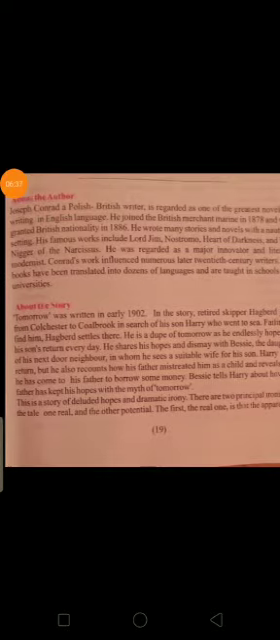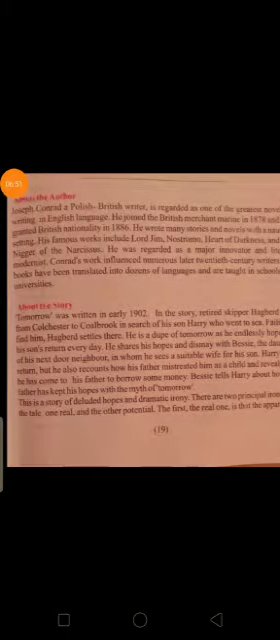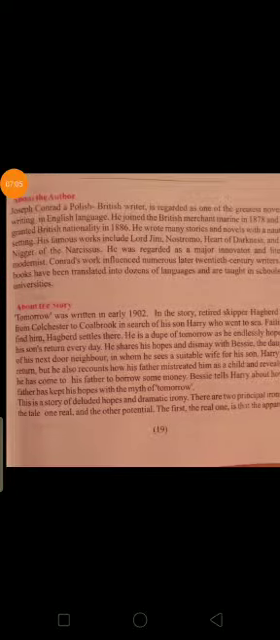He shares his hopes and dismay with Bessie. Let me tell you who Bessie is. Bessie is a gentle girl, unmarried, the daughter of his next door neighbor, in whom he sees a suitable wife for his son. Bessie was the neighbor of Captain Hagbard in Colebrook, and he was really attracted by the simple manner and elegant beauty of this girl. So he wanted Bessie as his daughter-in-law, meaning he wanted Harry to marry this beautiful girl.